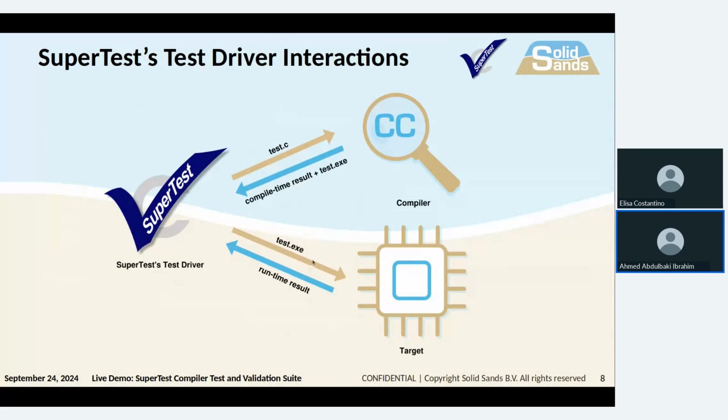And it does that in order to retrieve the runtime result from the target device, and from there it either reports a runtime pass as well or a runtime failure. So these are the interactions taking place in a nutshell. So now we can take a closer look at the test suite.